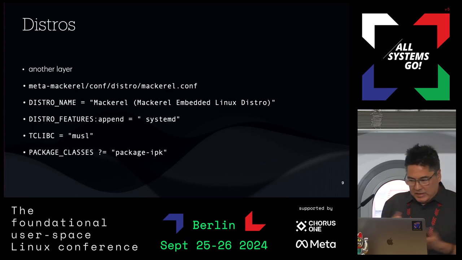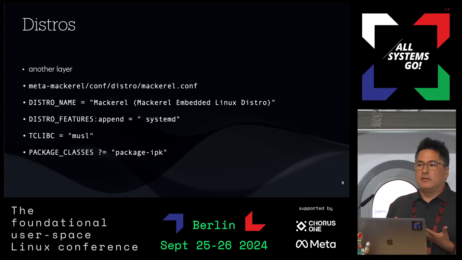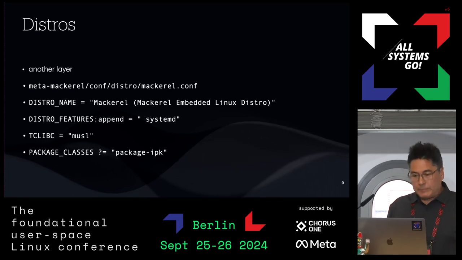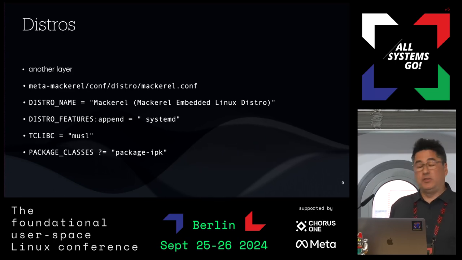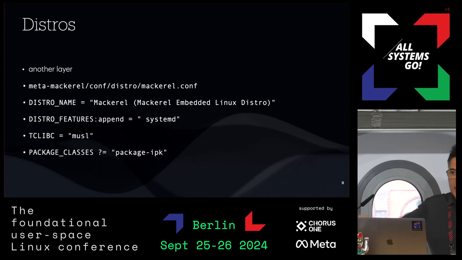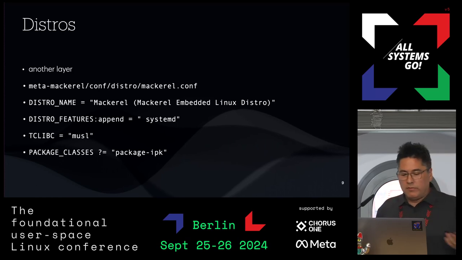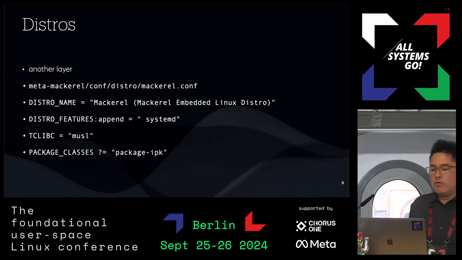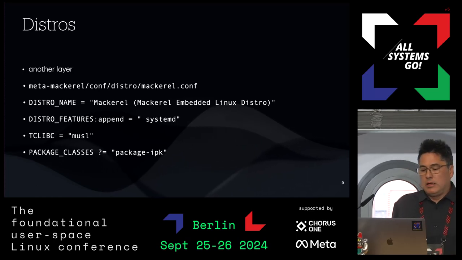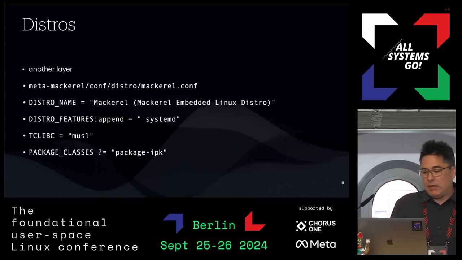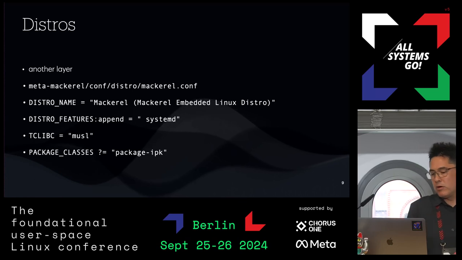So what is a distro in the context of Yocto? A distro is just another layer. You can define your own distro very easily. Here I'm defining one called mackerel. I'm giving it a name. These variables are all in the mackerel conf file.